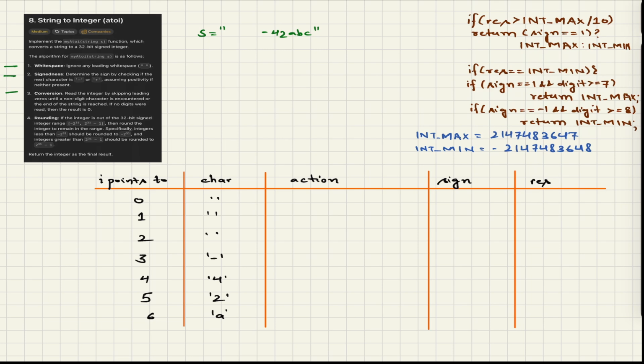And then we have conversion. Anytime we encounter a non-digit, something which is not 0, 1, 2, 3, 4 till 9, once we come to a stage where we have encountered one such character, we should just ignore the rest. And then rounding: since we are supposed to return a 32-bit signed integer, if it is overflowing, we should round it off to INT_MAX and INT_MIN.